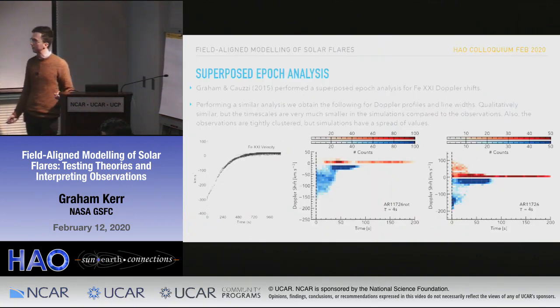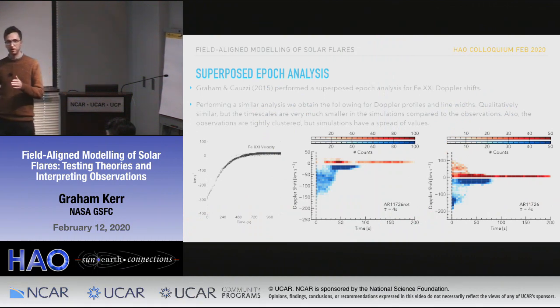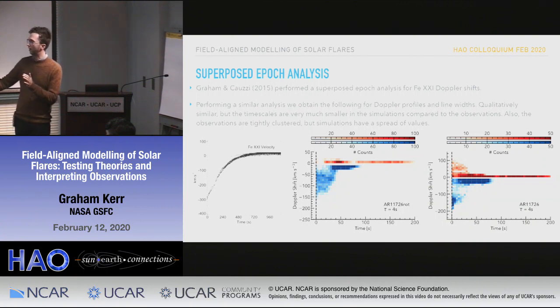So again, compared to observations, a few years ago Jana and Dave Graham made a now famous plot in the flare community, showing a sit-and-stare observation of a ribbon that passed through the IRIS slit. They observed the Doppler shift of this iron 21 line as a function of time, and they overlaid these, ordered from the first detection, or is it the peak?